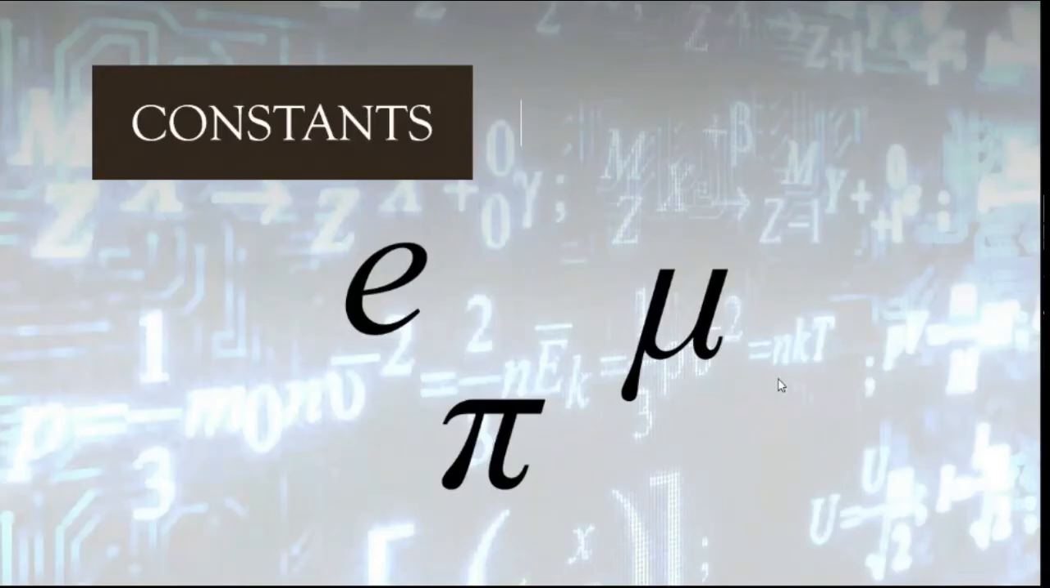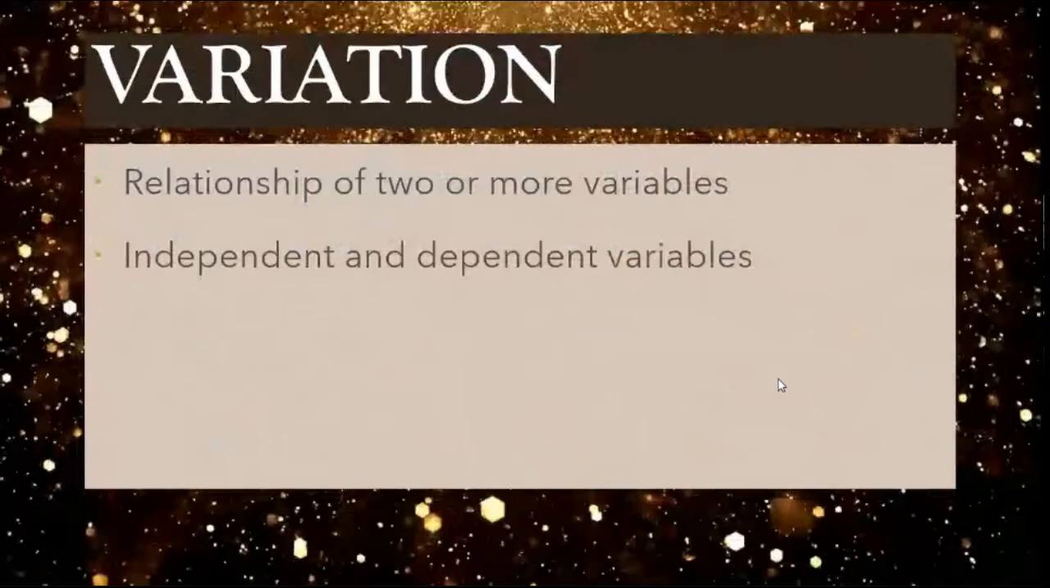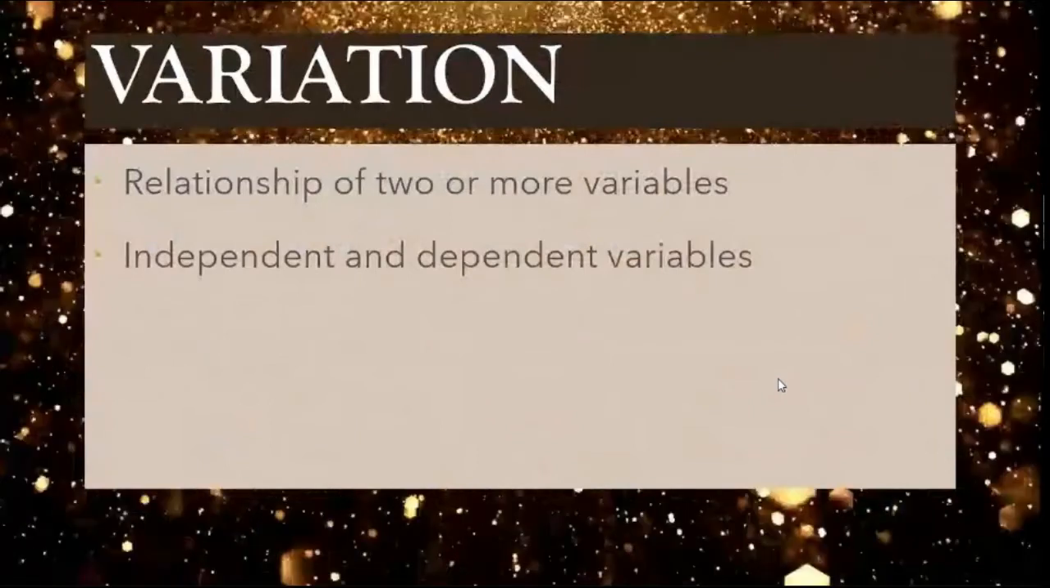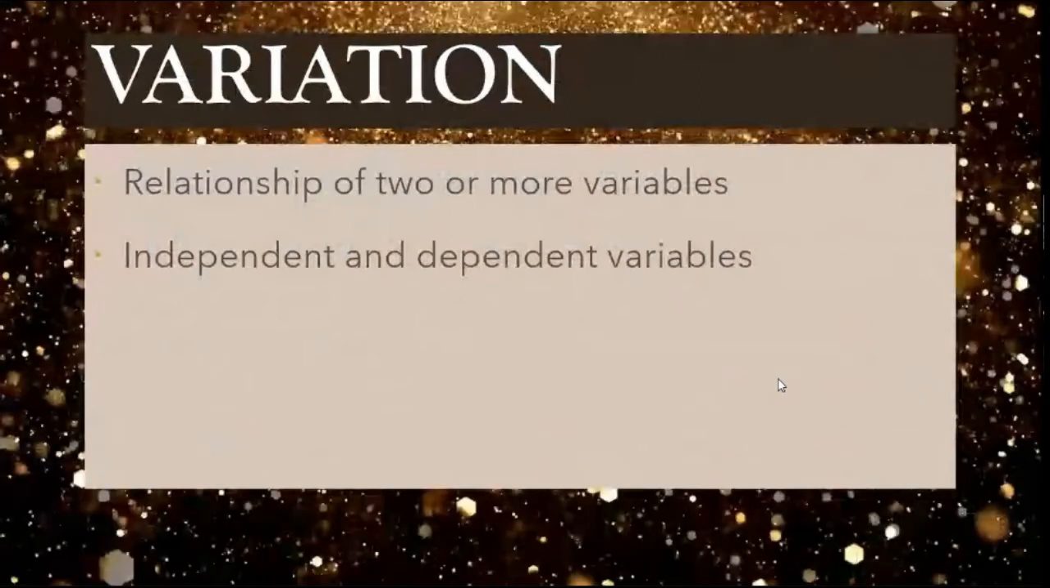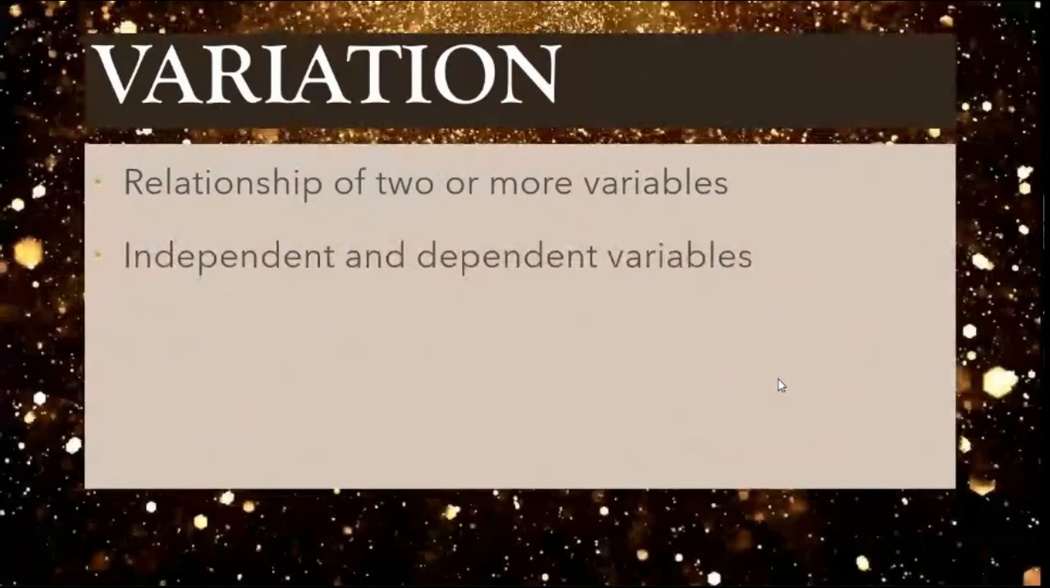When we are pertaining to constants, these are sometimes represented by e, or it could be mu or pi, which has its own values. So when we are now having variation, it pertains to the relationship of two or more variables. One is the independent variable and the other one is dependent.